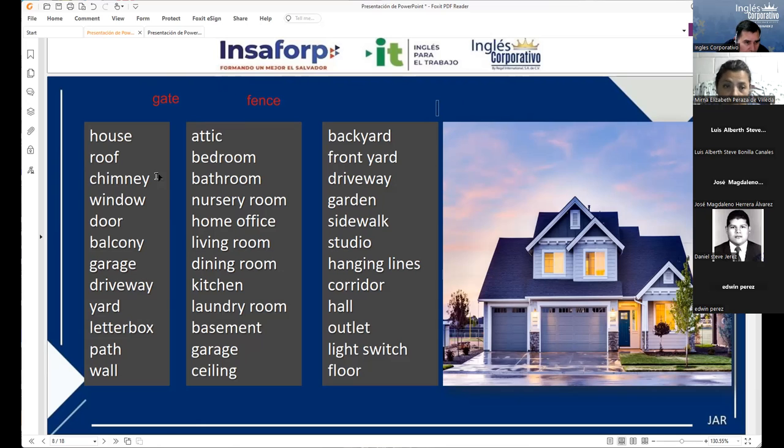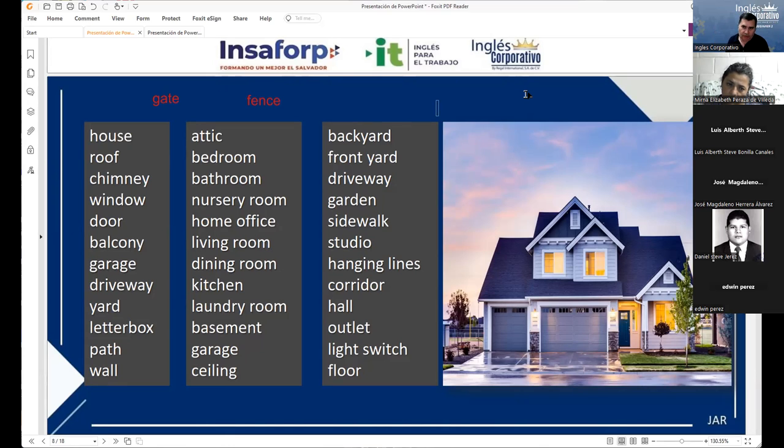Okay, so laundry room, where you have the washing machine, or the pila, if there is no washing machine, where you wash clothes. Laundry room. Basement, my house doesn't have a basement. The basement is underground. Under the house, you have a basement. My house doesn't even have a garage. I leave my car at my sister's house. My sister's house has a garage.